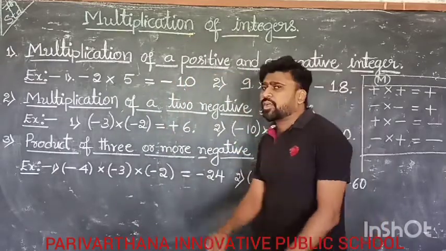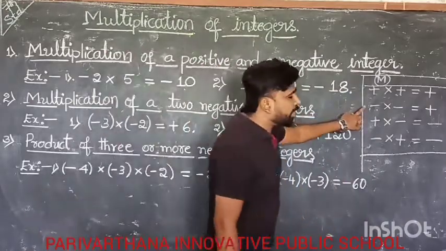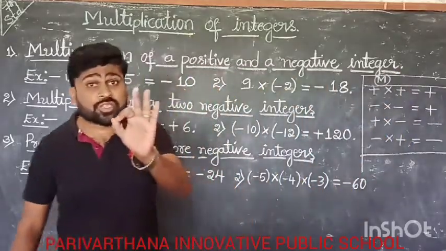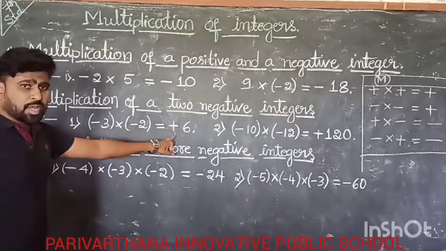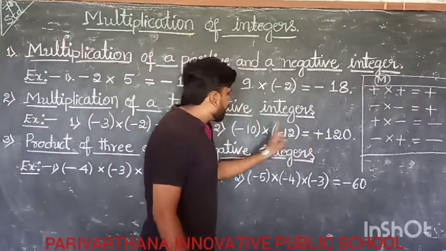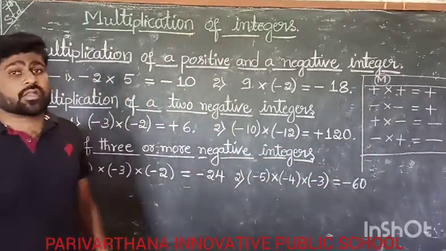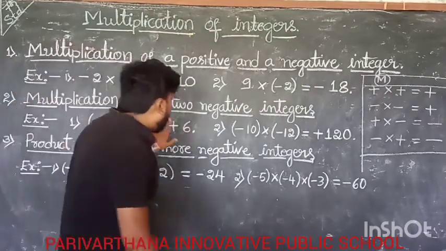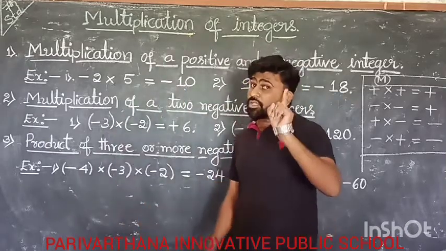Second point, multiplication of two negative integers. That means both integers are negative, minus into minus. The answer is always positive. See here, minus into minus is plus, 3 2s are 6. Minus into minus is plus, 10 12s are 120. That means if two negative integers are multiplied, the answer is a positive integer.